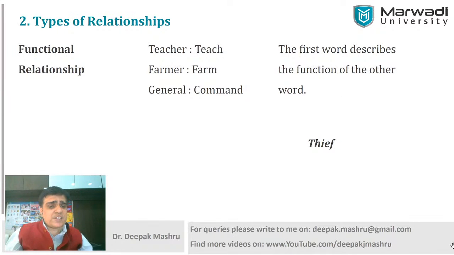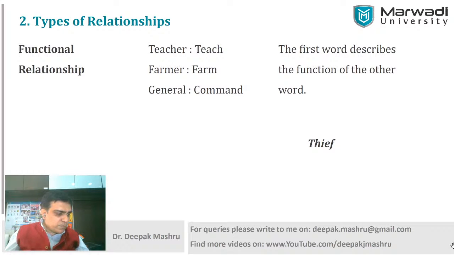Then functional relationship, right? That means one word is a profession, the second word is what that person does, right? That means teacher, the function of teacher is to teach. The function of farmer is to farm. The function of general is to command. It's about the army in general, you know. So what is the function of thief? Definitely it would be stealing, right? What does a thief do? Thief steals the things, right? So you're thief, stealing. Getting? In that way it works.